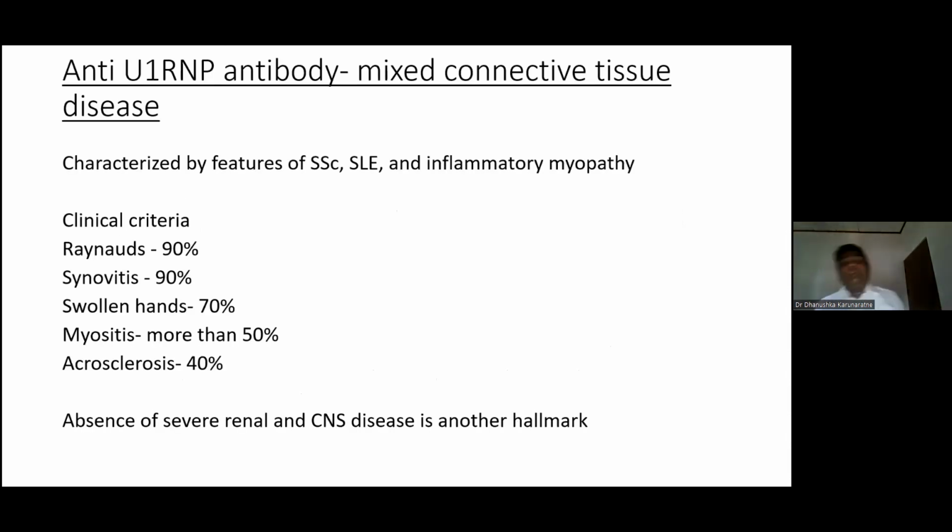And then a few words about the MCTD, or mixed connective tissue disorder, which is characterized by the presence of U1-RNP in very high titers. The current defining criteria suggest looking for a titer above 1 in 1600. This disease entity is characterized by the overlap features of scleroderma, lupus, inflammatory myopathy, and even arthritis. The clinical criteria are Raynaud's, synovitis, swollen hands, myositis, and acrosclerosis. And another hallmark in the clinical disease is the absence of severe renal disease and CNS involvement.